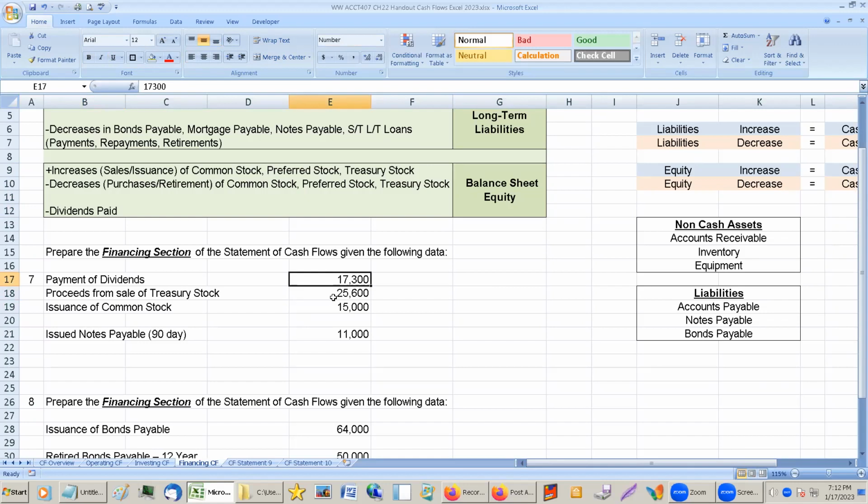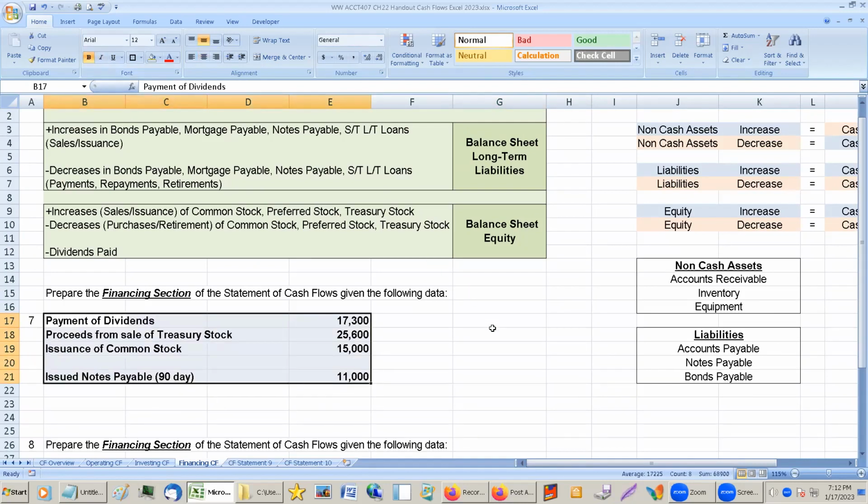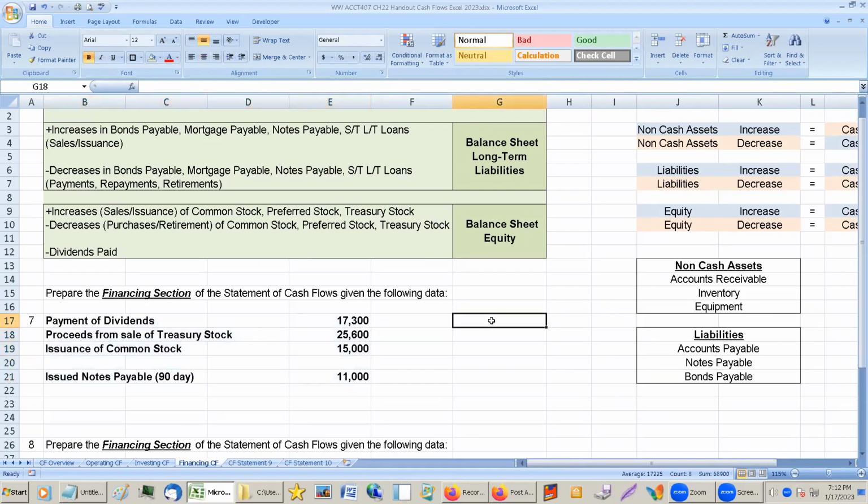Okay, so let's go through each of these and see what happens. Payment of dividends. Plus or minus? Minus. Minus.